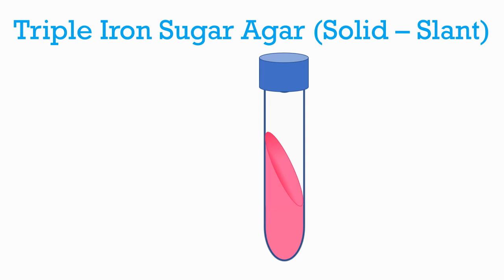Now triple sugar iron agar or TSI agar. It is a solid medium in a tube with two parts, a butt in the bottom and a slant on the side of the tube. Ideally both should be 3 cm in length. It is used to differentiate members of the family Enterobacteriaceae.